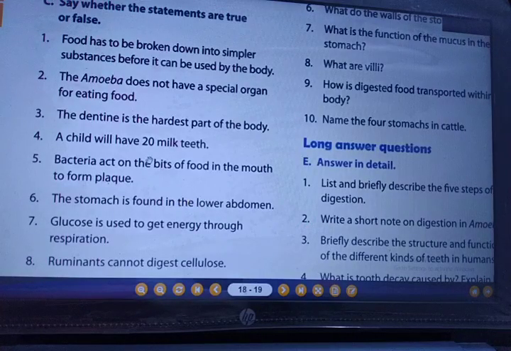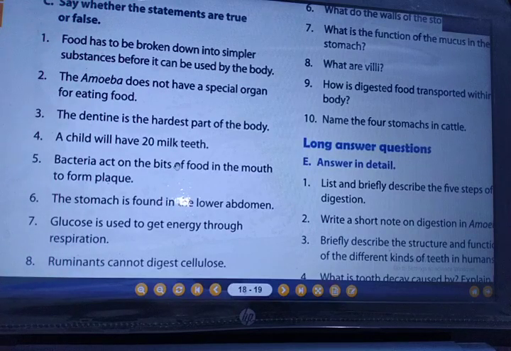No, definitely it is false, whatever food is there, we are breaking by the teeth. The amoeba does not have a special organ for eating food. They have, that's called pseudopodia. This is also false. The dentine is the hardest part of the body. It is also false. A child will have 20 milk teeth. Right. True. Bacteria act on bits of food in the mouth to form plaque. Right. True. The stomach is found in the lower abdomen. False. Glucose is used to get energy through respiration. True. Ruminants cannot digest cellulose.